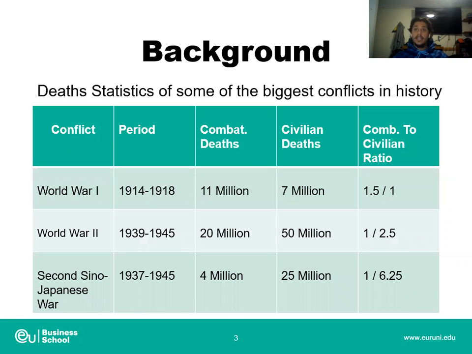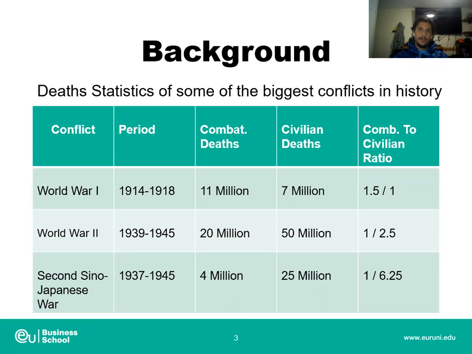Here is a table that talks about the death statistics of some of the biggest conflicts in history. And it shows that civilian casualties are not few, they are plenty, and that in many cases the civilian casualties totally outweigh the combatant ones. For instance, in the Second Sino-Japanese War, for every combatant that died, there were 6.25 civilian casualties. And this also shows that civilians are in constant danger in spite of the measures proposed, the period of time, or even the region they are in.